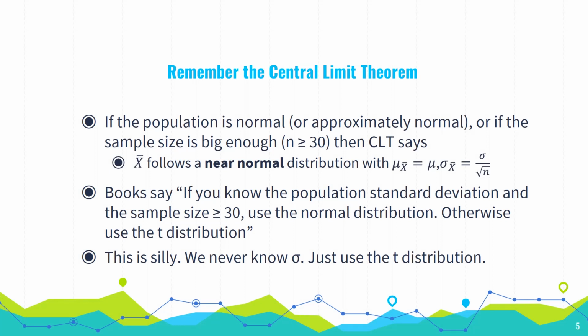Now, the central limit theorem, if you recall, says that the sample mean is going to be approximately normal. It's going to follow a near normal distribution, and we have a formula that tells us what its mean is going to be and what its standard deviation is going to be. Oftentimes, books will say, if you know the population standard deviation and the sample size is at least 30, you can use a normal distribution when modeling the sample mean. But you should use a t-distribution otherwise.